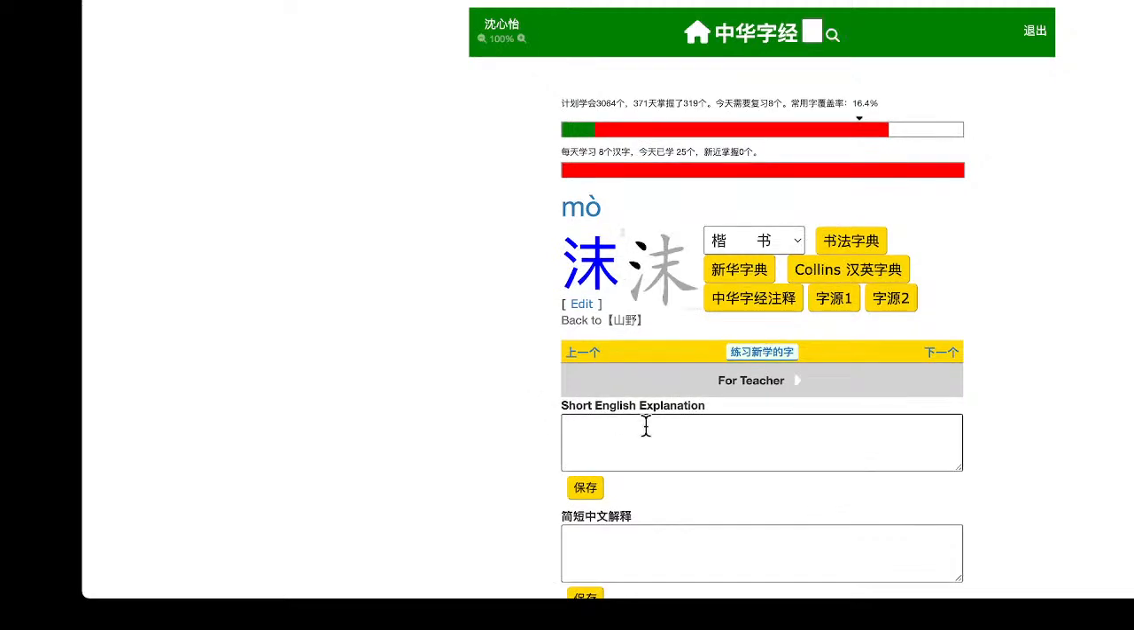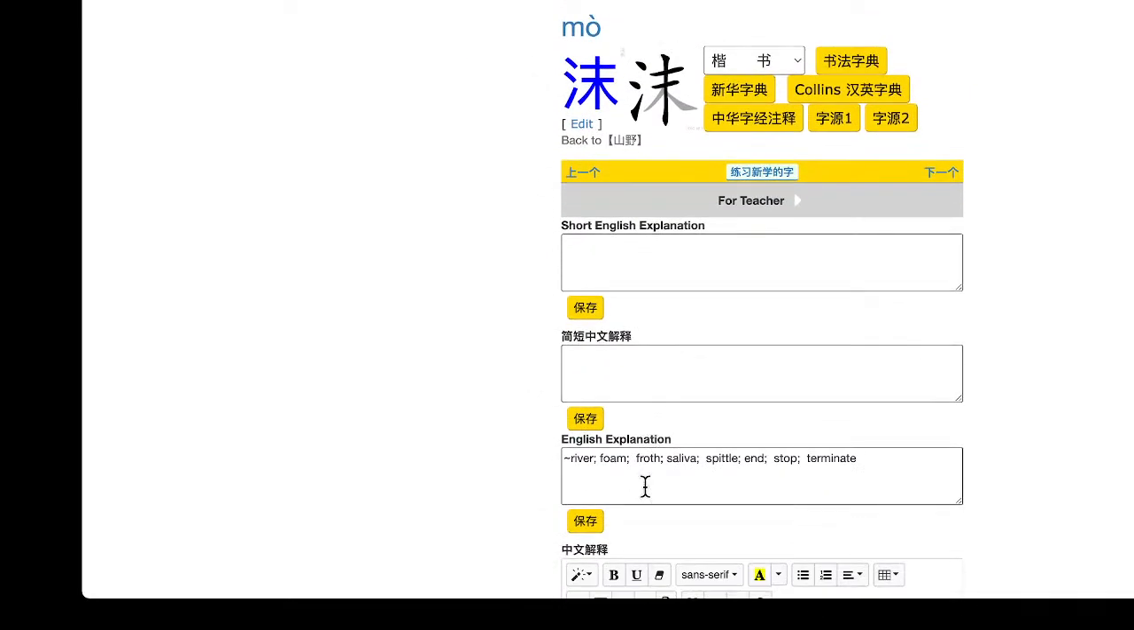Next one, 沫. 沫 means foam. Saliva, or anything liquid with a lot of bubbles in it, is called 沫. Foamy stuff. This one goes with the water radical and the character 末. 末 means very fine, very small, and also the end of things. That's why they use this to mean very tiny little bubbles in the water.